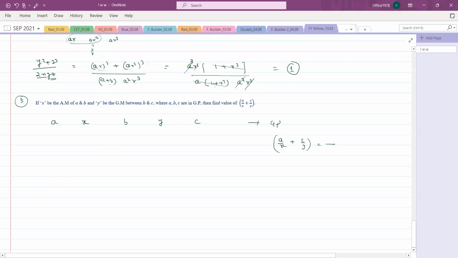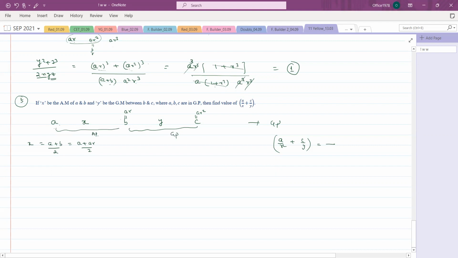Okay. Already ABC are in GP, so I'm considering B as AR, C as AR square. And X is the arithmetic mean of A and B. So X will be (A plus AR) by 2. That means A plus AR upon 2. This is the X.